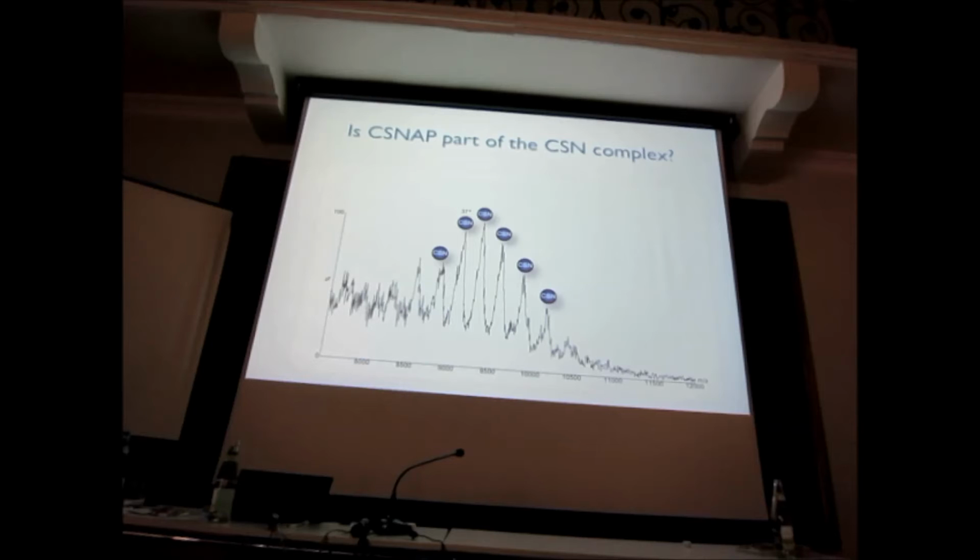So just by measuring the mass, we could not determine unambiguously that CSNAP is indeed a specific binding partner of the signalosome. And in order to overcome this, what we did is we applied the MS-MS approach, in which we selected a specific ion, and we then applied the CID method.